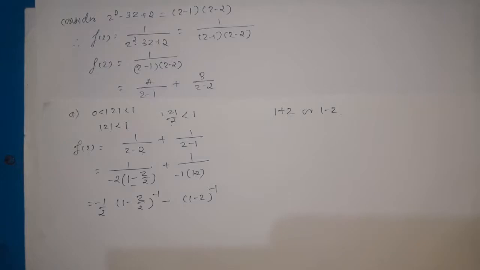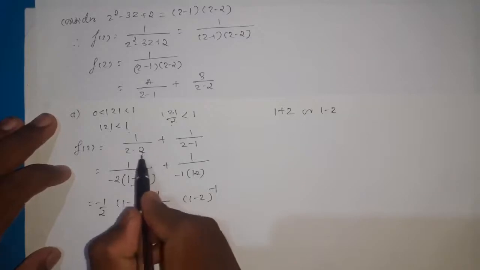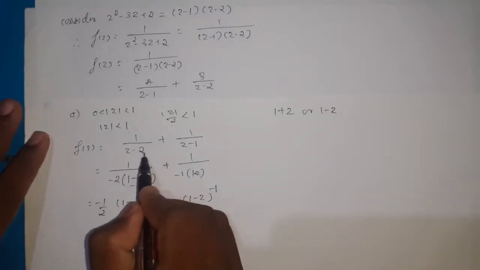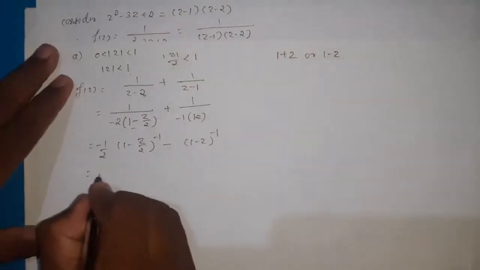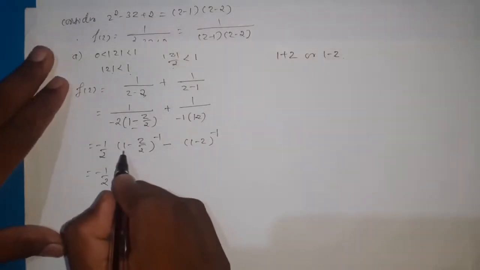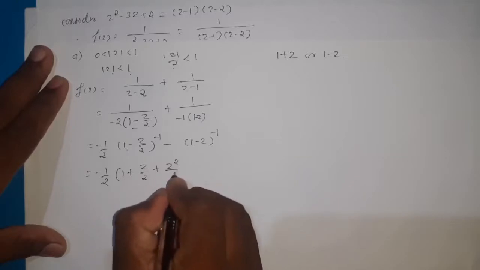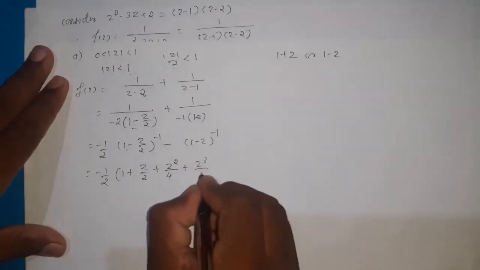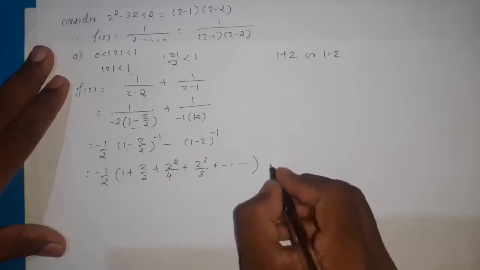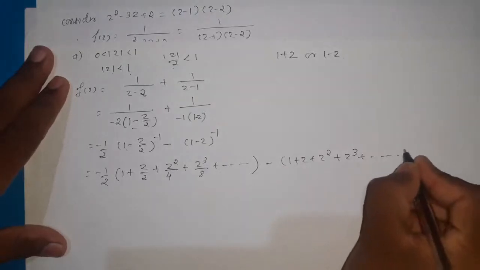Here we have taken minus 2 common from the first factor, because mod z is less than some constant, so we take the constant which is present in the linear factor. That's why we are taking minus 2 outside, and here 1 is there, we have taken minus 1 outside. Then it is equal to minus 1 by 2, and the expansion of this one, similar to 1 minus x whole power minus 1, is 1 plus z by 2 plus z square by 4 plus z cube by 8 and so on, minus 1 plus z square plus z cube and so on up to infinity.